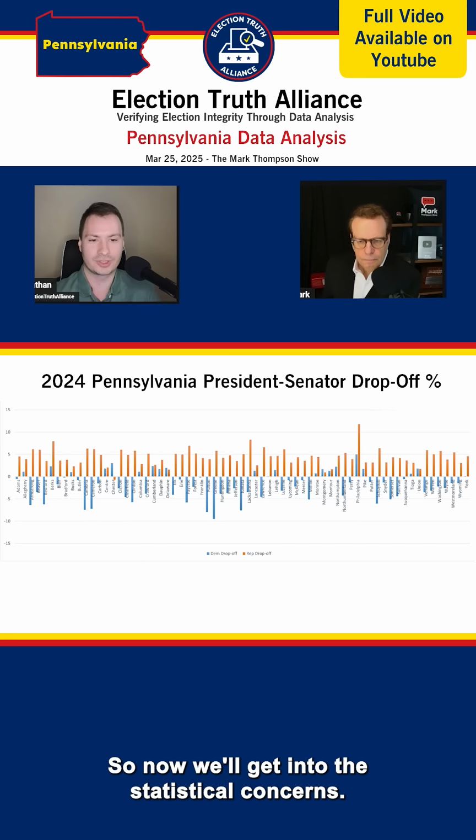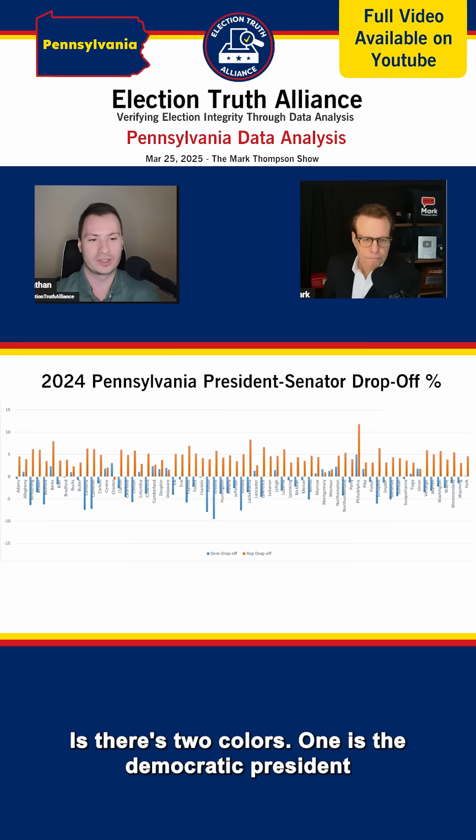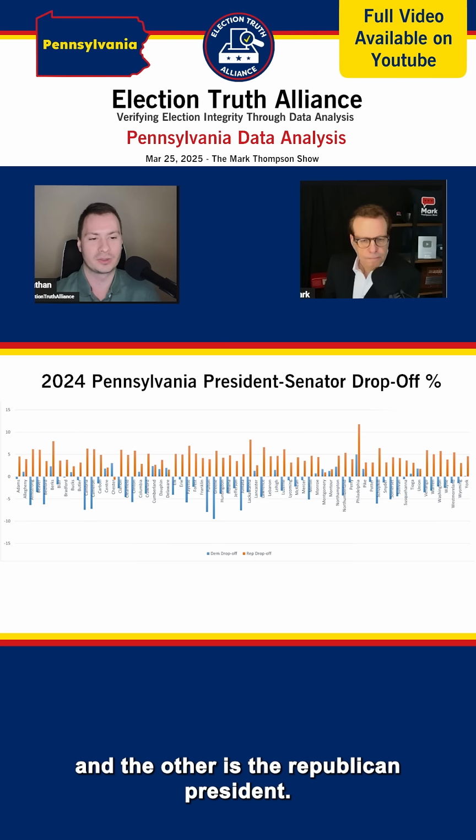So now we'll get into the statistical concerns. So here is that drop-off vote analysis. People are a little more confused about this. The way you read these is there's two colors. One is the Democratic president, and the other is the Republican president. The blue is the Democrats, red is the Republicans.